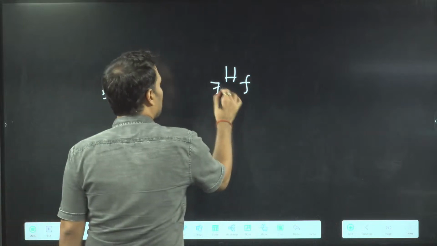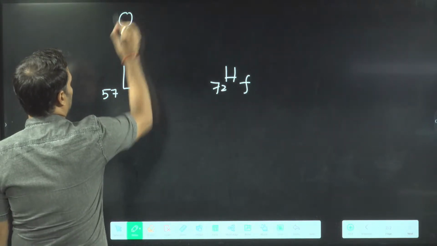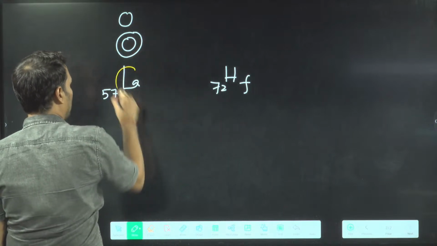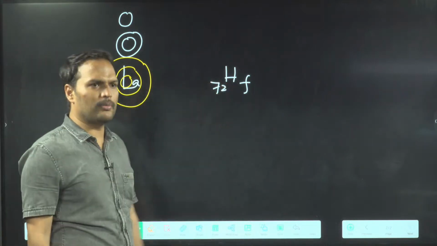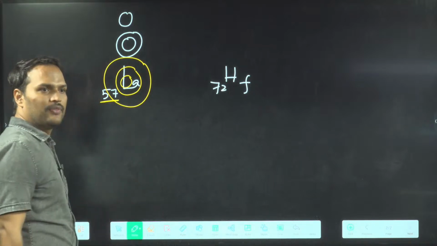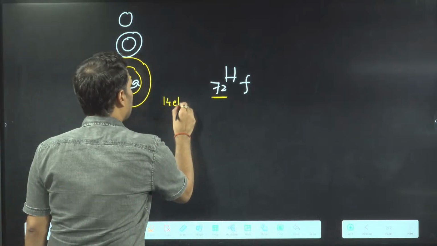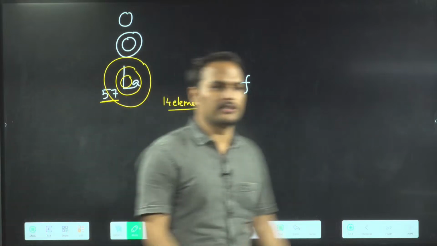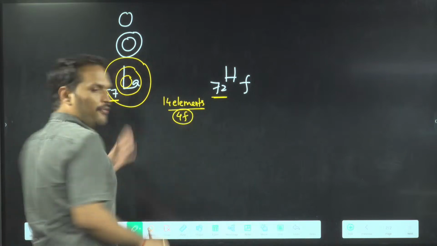The size is decreasing. You think like this: scandium was small, yttrium was bigger due to an extra shell, lanthanum was bigger due to an extra shell, so hafnium should also be big. But there is one problem. Lanthanum is 57, hafnium is 72. 14 elements are missing. Where are these 14 elements? This is the 4F series, from 57.